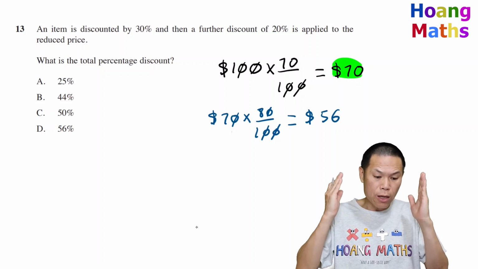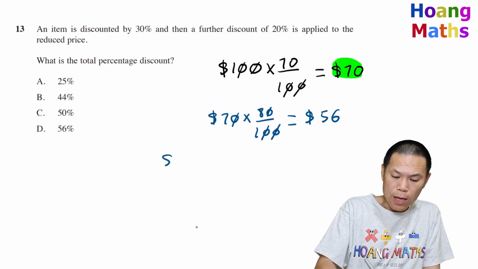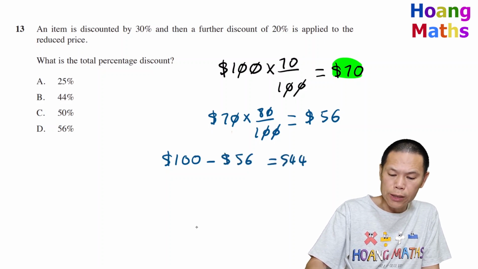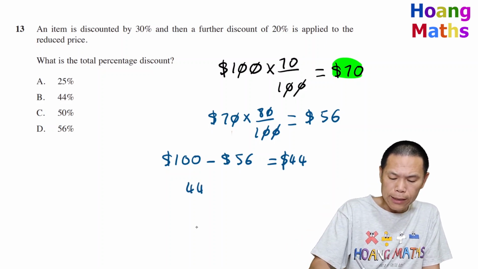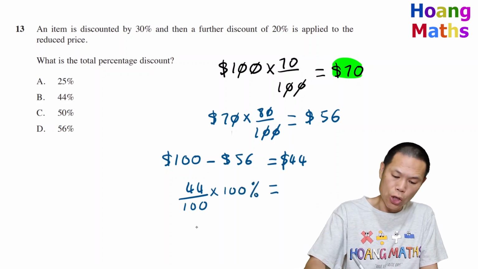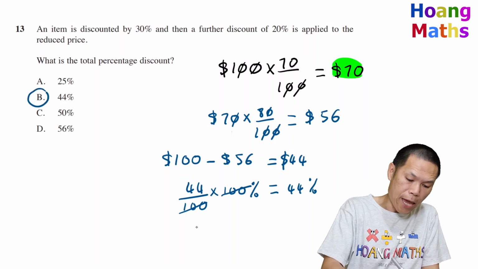So therefore, we know that from $100 it is reduced to $56. So we need to work out the total percentage discount. The discount will be $100 minus $56. That is $44 discount. To work out the percentage, we just go 44, that is the discount, over the original price, that is 100, and we times by 100%, because we need to work out a percentage. So this cancels with this, gives me 1. So that is 44%. So that is B, the answer.